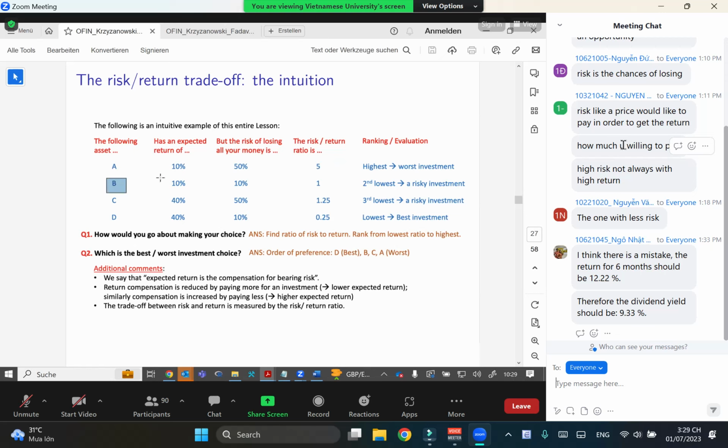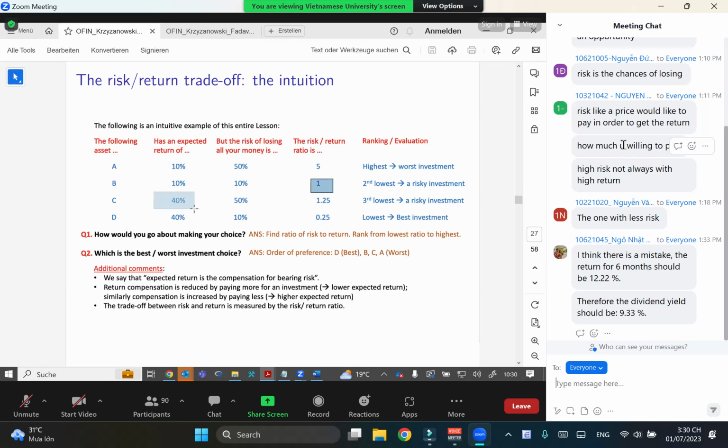Suppose now we have an asset B, which has an expected return of 10% and the risk of losing also of 10%. So same expected return as asset A. However, a much lower risk of losing everything. If we now put this into the risk-return ratio, 10% divided by 10% would give us a risk-return ratio of 1. Okay. So already when we compare asset A and B, both of them offer us the same expected return. However, the one is much more likely to lose everything versus the other one. So intuitively, we should take the one with a lower risk-return ratio, right? This has the same return, however, with a much lower risk to lose everything. So when A and B are compared, you should definitely take the one with a lower risk-return ratio.